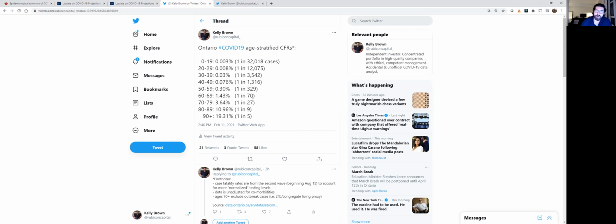They are bearing a huge brunt for a group that is a small group where mortality is higher. And we have just not managed that well. We have used lockdown as our tool. And age stratified case fatality rates are not talked about enough.